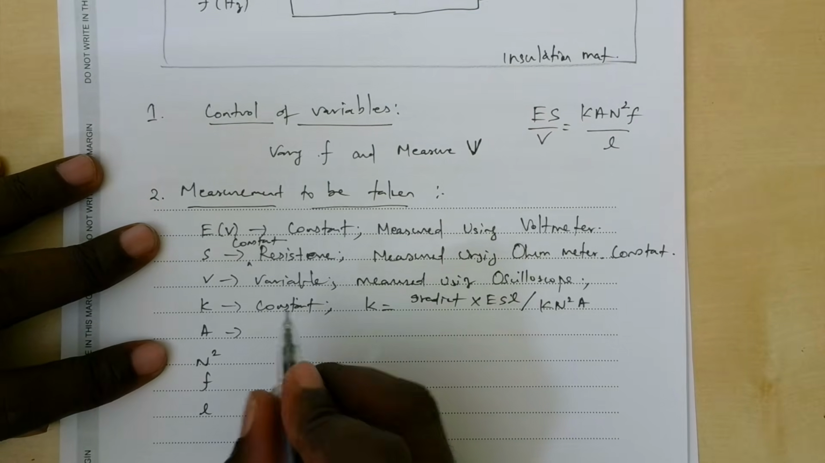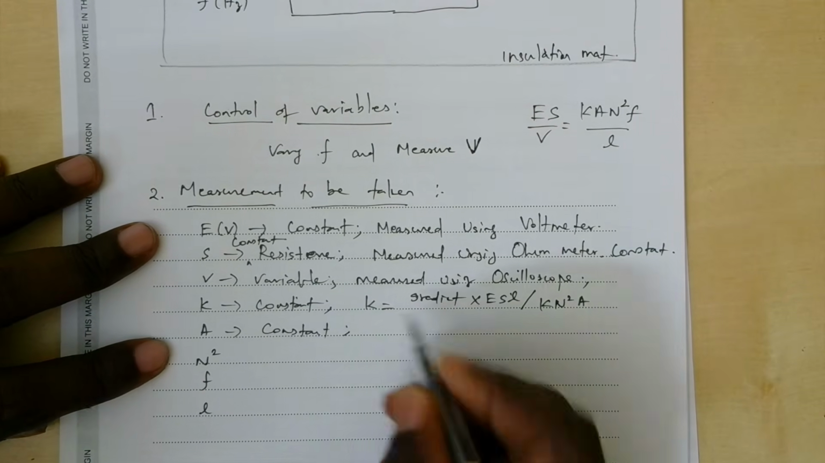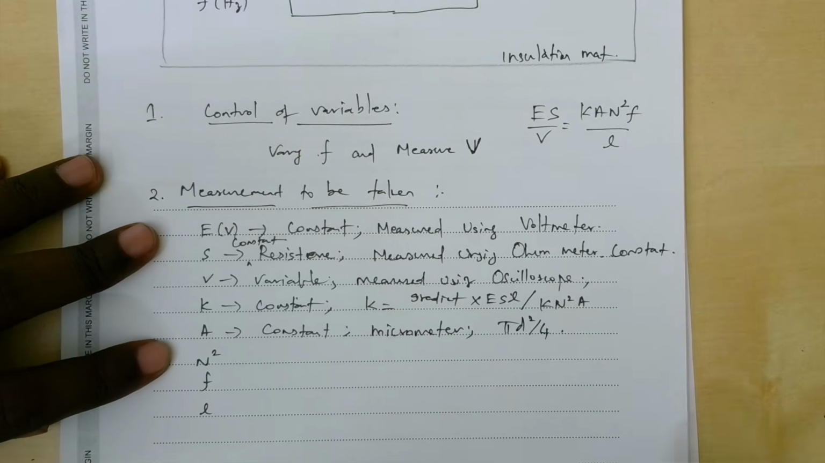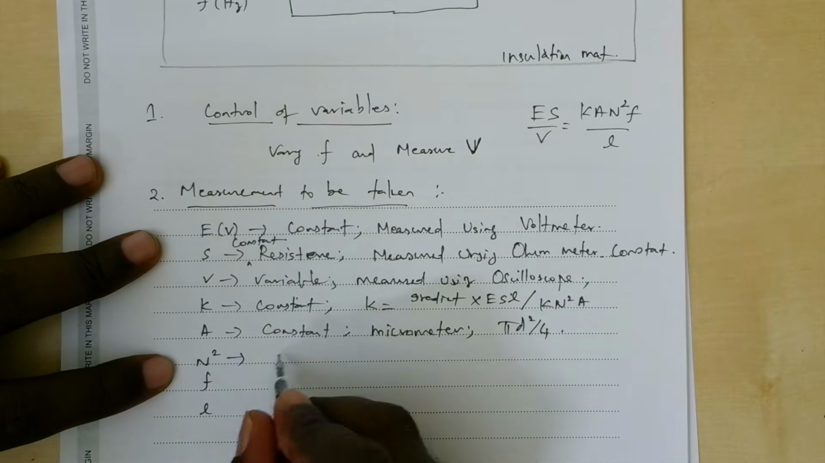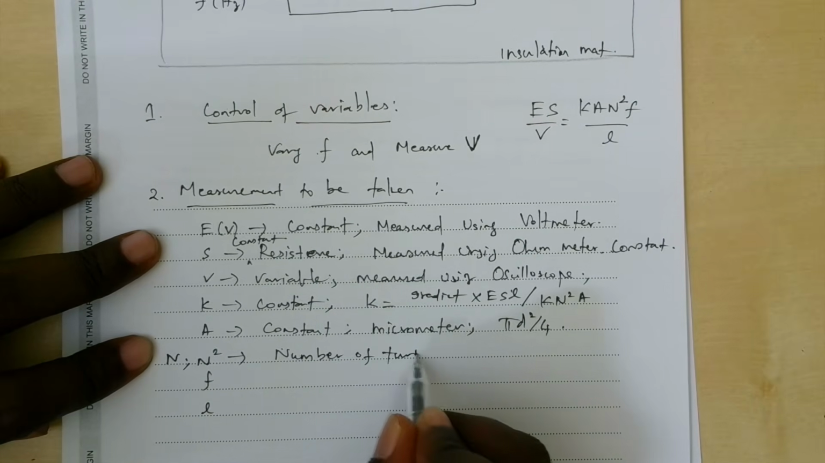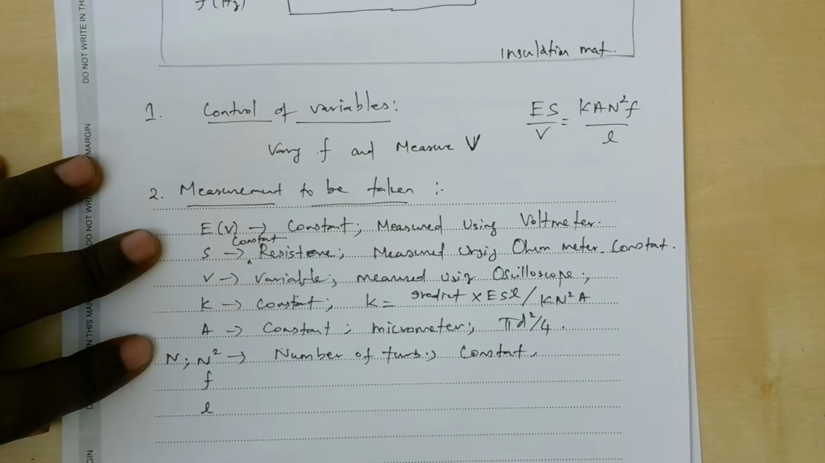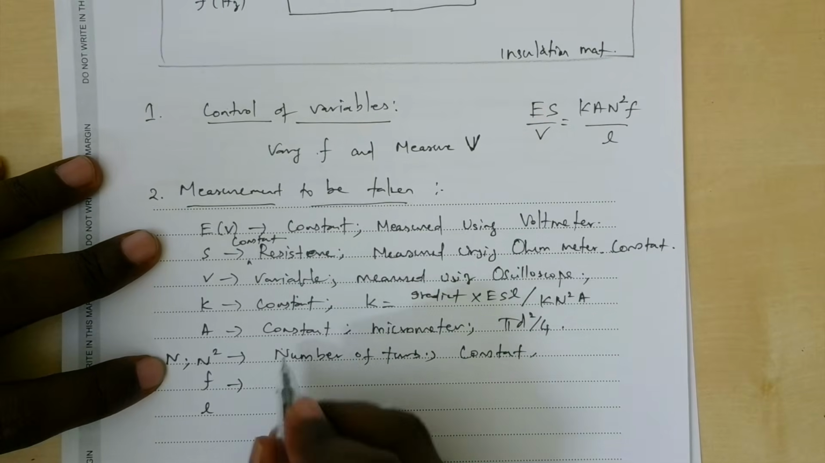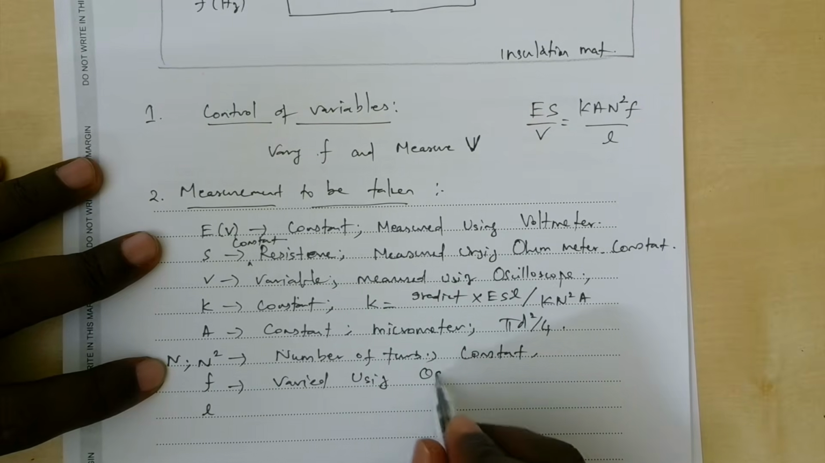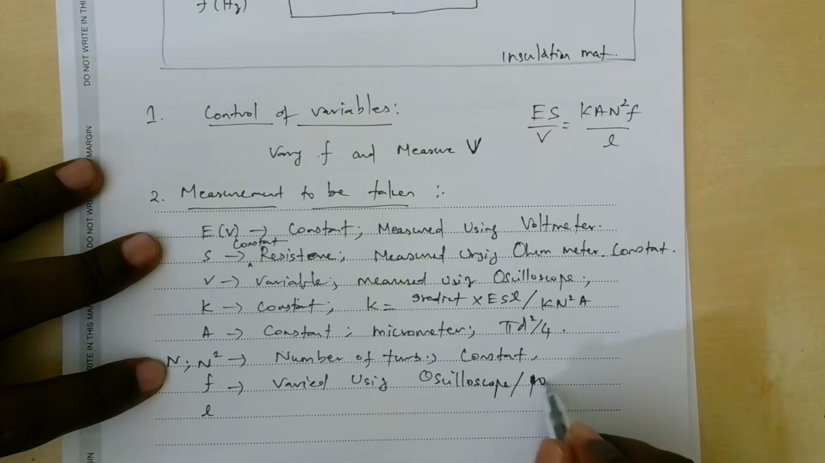We should use the same coil throughout the experiment. So it is constant, measured using a micrometer using the formula pi d square by 4. So n square, the number of turns, should be kept constant. So F we are varying, varied using an oscilloscope or power supply.